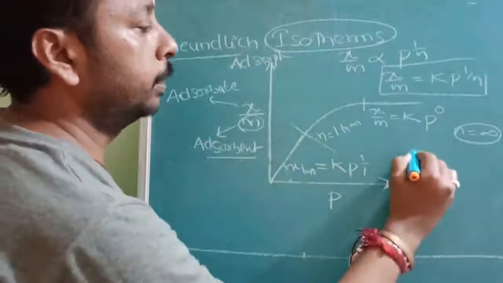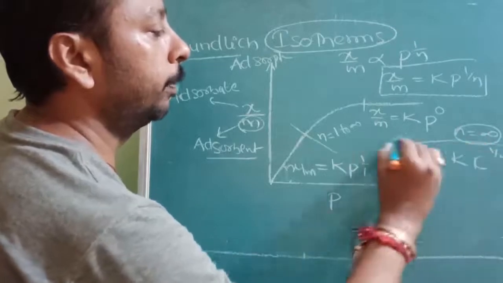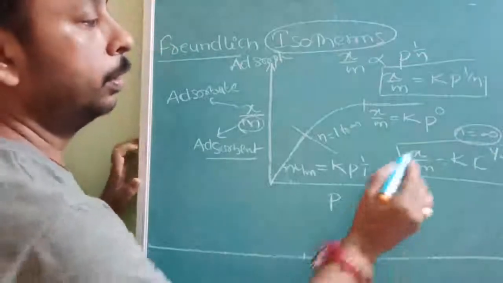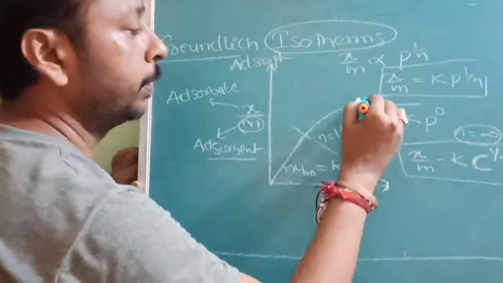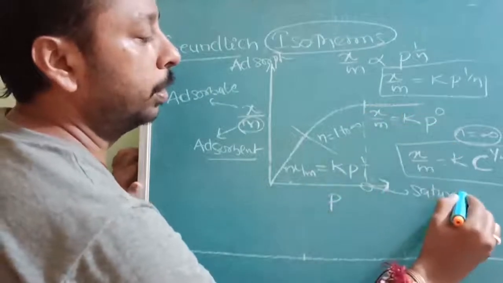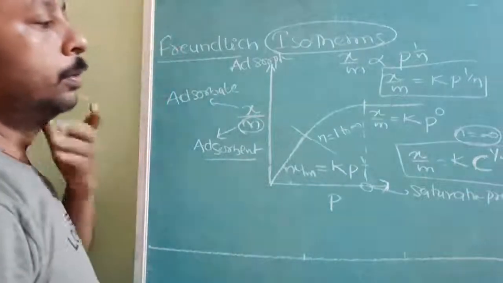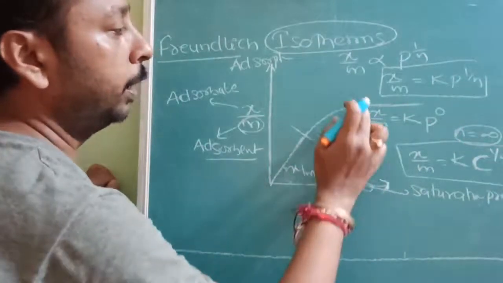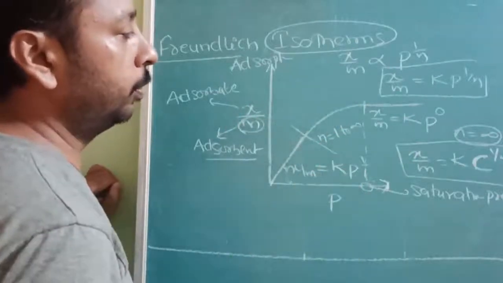In the same way, in this place we can take x/m = k·c^(1/n). Understood? If the adsorption takes place from the solution, that time it is concentration, and this is called the saturation pressure, from where it is kept constant. Note down this: if it is from the solution, pressure is replaced with the concentration, and after the pressure and concentration, it becomes independent. You apply any amount of pressure.